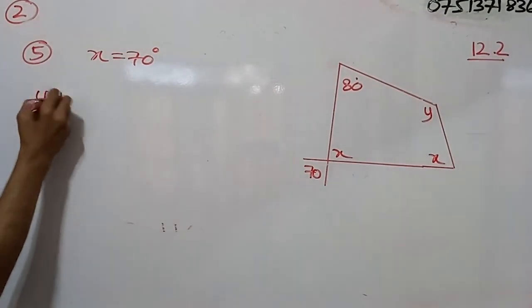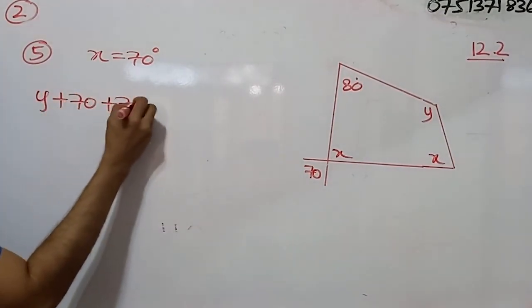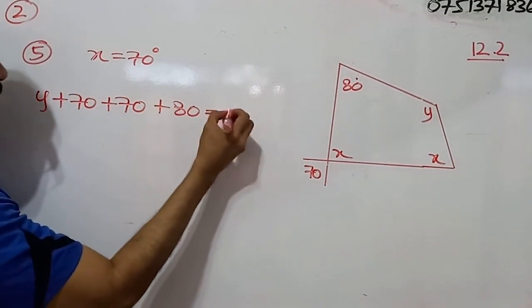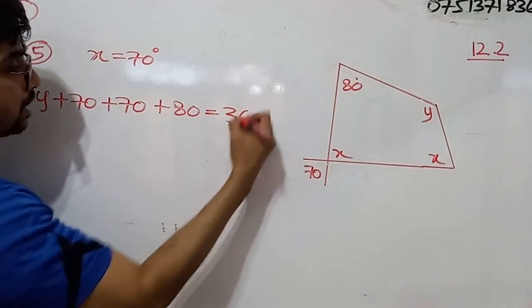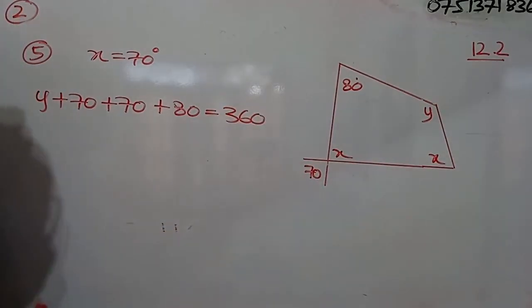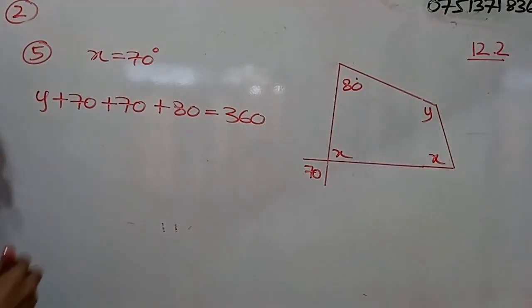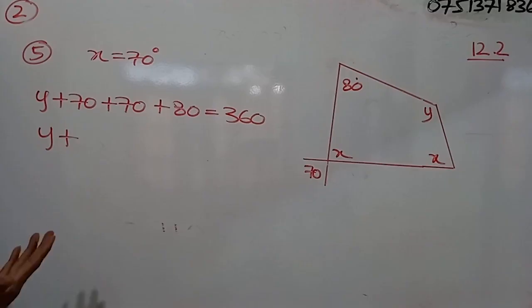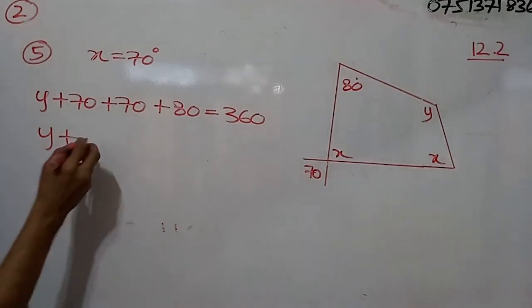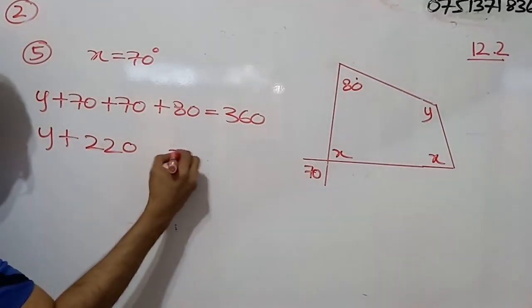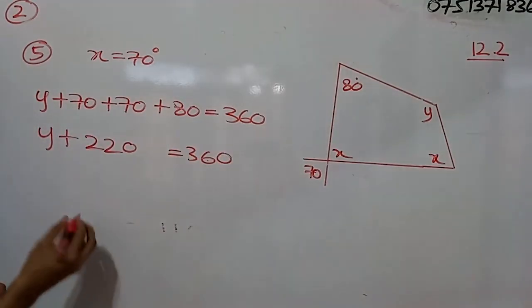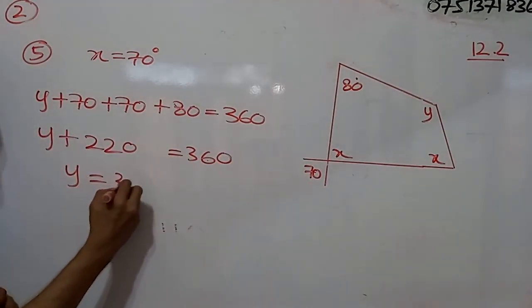So Y plus 70 plus 70 plus 80 is equal to what? 360. What is the reason? Sum of internal angles of a quadrilateral. So Y plus 70 plus 70 is 140. If we add 80 to that, this becomes 220. So that is equal to 360. So Y is equal to what?